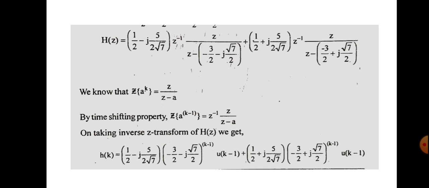You can once again go through the problem, you will get the ideas. So that's all about this topic.